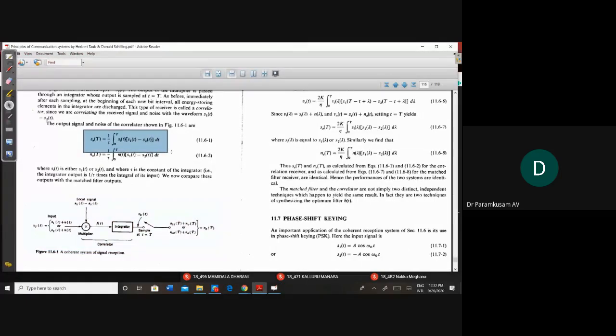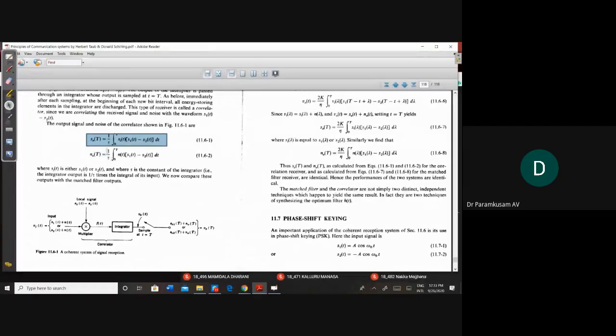For simplicity, I just neglect the 1 by tau, and the textbook neglects it too. So what is s0 of t? S0 of t is equal to either s0 1 or s0 2. If it is 1, then s1 of t will come into the equation. If it is 2, s2 of t will come into the picture. Whatever it may be, s0 of t is equal to the integral from 0 to t of si of t into s1 of t minus s2 of t dt.